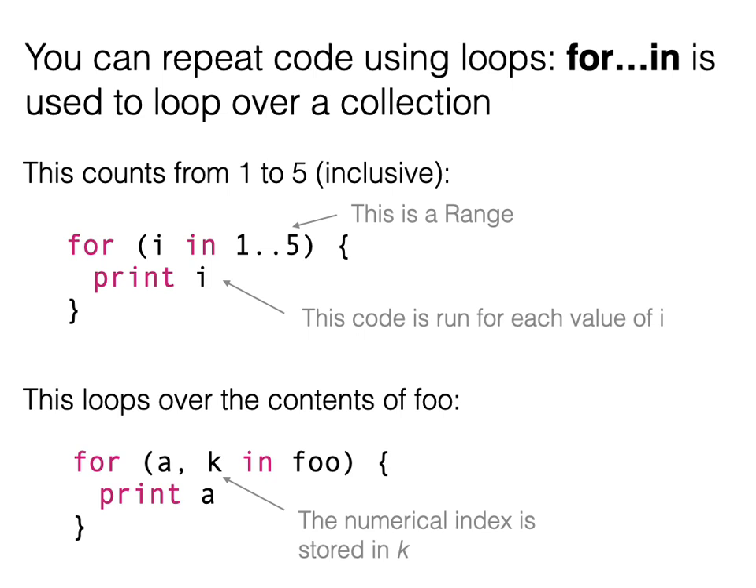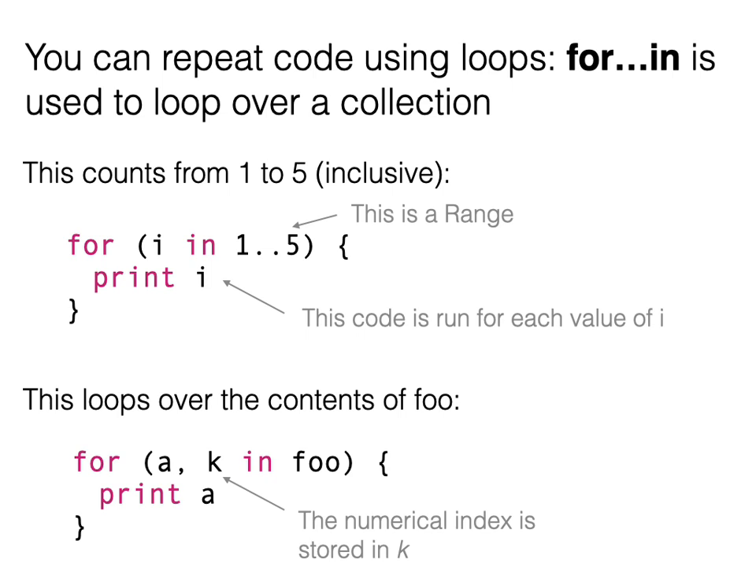Morpho supports a number of ways to repeat code. The most common is a for in loop. The first example counts from 1 to 5. 1 to 5, you'll see, has the double dots. It's a kind of range. It's an inclusive range, so all of the numbers between 1 and 5 are included. And for each value in turn, i will take on that value, and hence the code inside the block will be printed. The value of i will be printed.